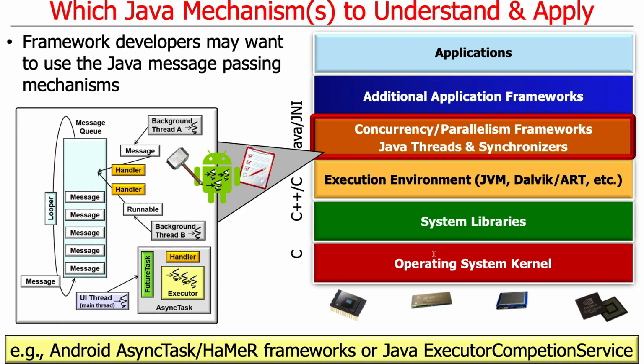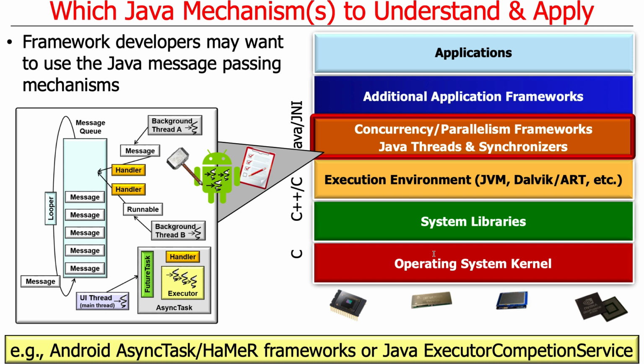If you're programming frameworks for higher level use, so if you're someone who's building the Android concurrency frameworks like the async task framework or the handlers, messages and runnable framework or the Java executor completion service or executor service framework and so on and so forth, you may be well advised to use Java's concurrency support with respect to message passing. And these would include primarily things like linked blocking queues, array blocking queues, and so on and so forth, synchronous queues.